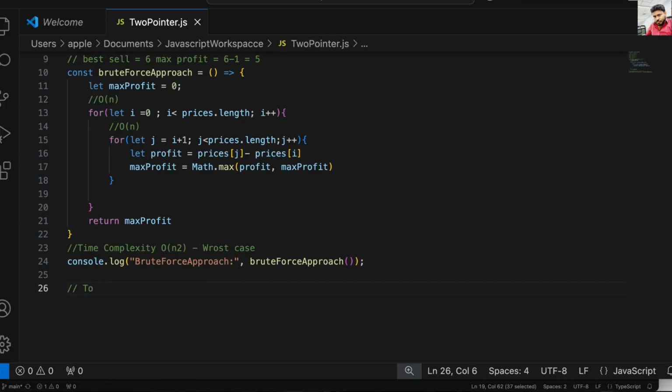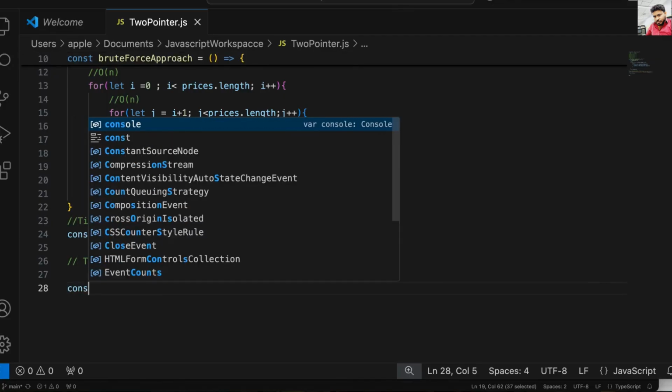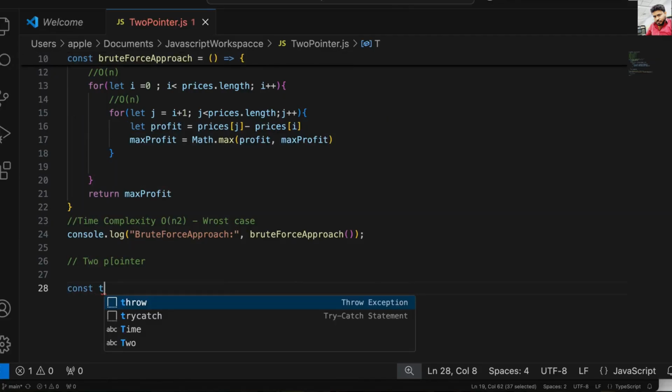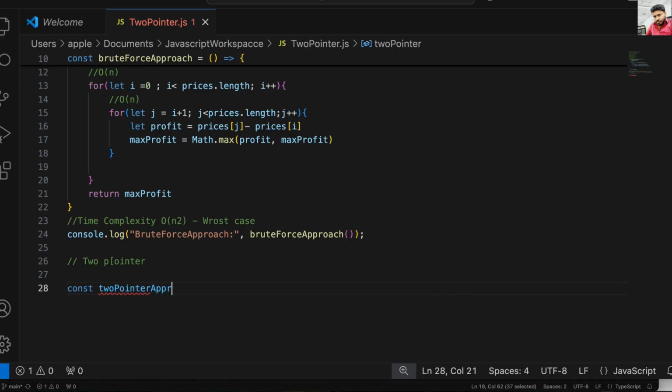For that we are going with two pointers. In the two pointer approach we are going to have two values. Two pointer approach. Here what we are going to do is we are having the two values.